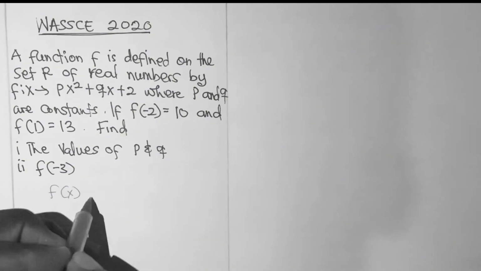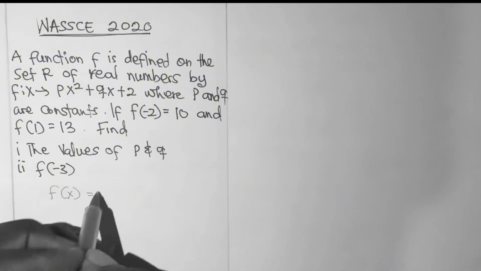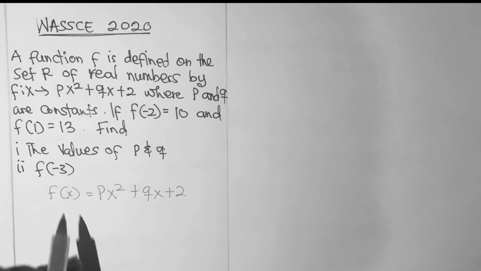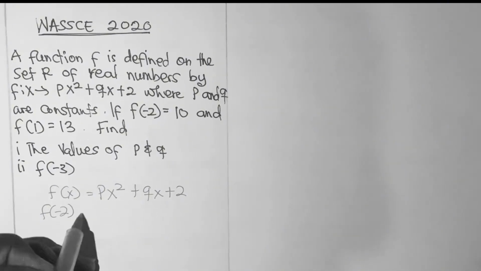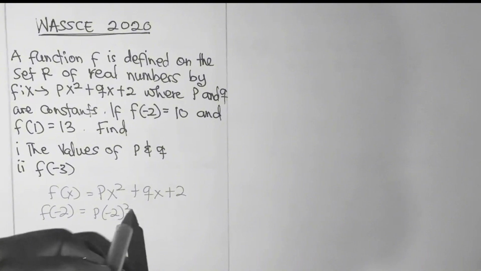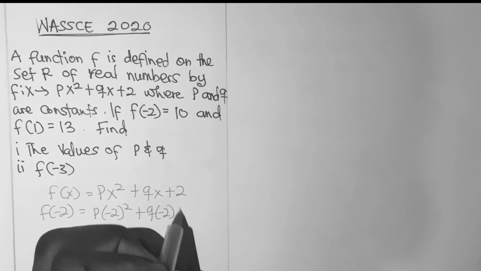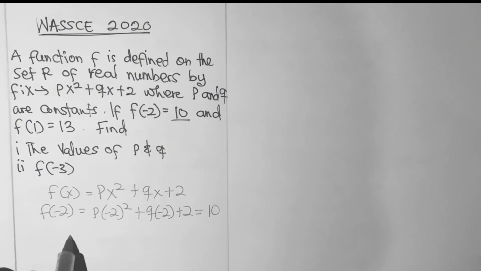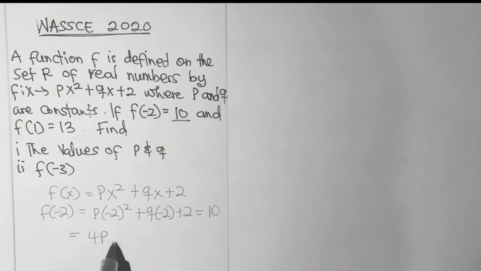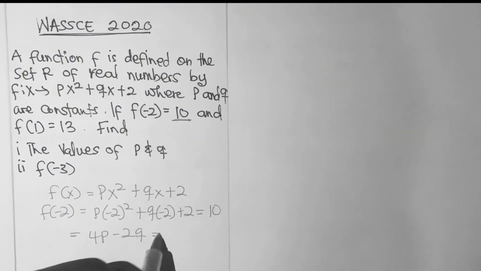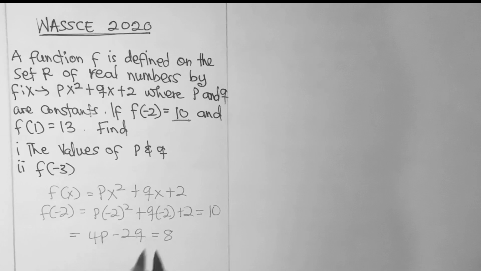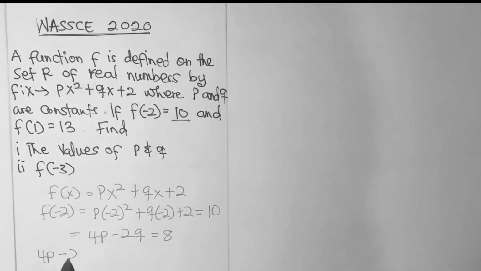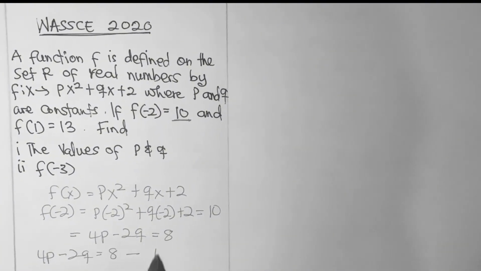So the function f of x is equal to px squared plus qx plus 2. So let's find f of minus 2. That's equal to p times minus 2 squared plus q times minus 2 plus 2, and this is equal to 10. So minus 2 squared is 4. So 4p then minus 2q equals 10 minus 2, which is 8. So this implies that 4p minus 2q is equal to 8. So let this be our equation 1.